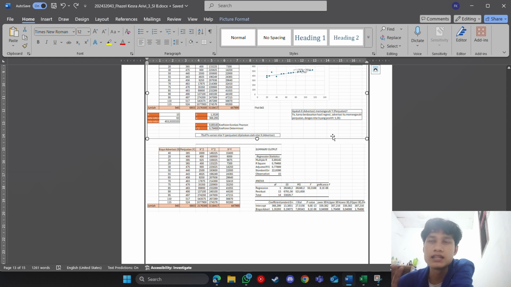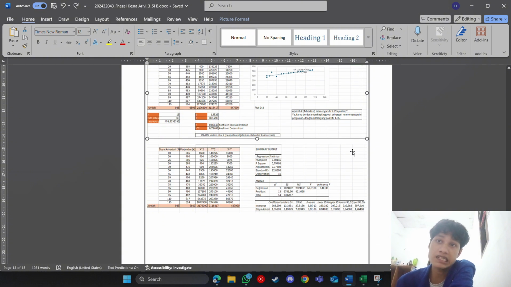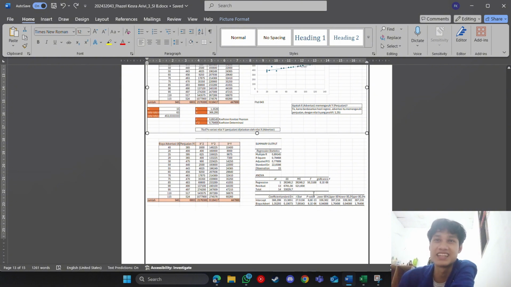So does advertisement affect our selling? Yes. In the regression output, advertisement affects selling, with 1.3535. So around 79.47% of the selling is affected by advertisement.